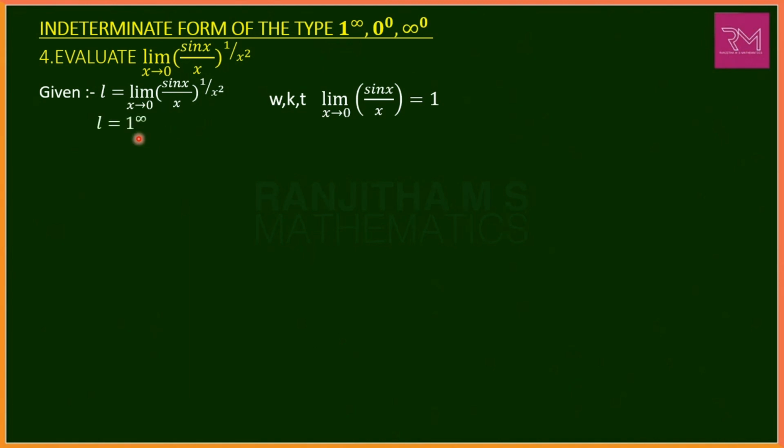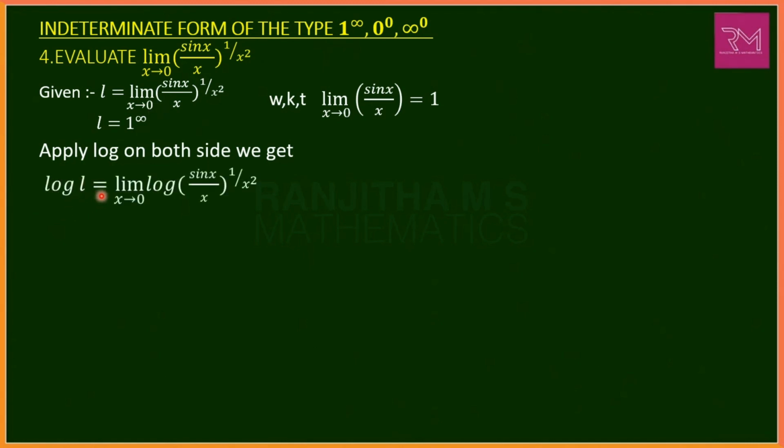That becomes L value as 1 power infinity. You have to substitute the formula over here. Limit of sin x by x as x tends to 0 value is 1, whole power 1 by 0 is infinity. That becomes 1 power infinity. This is of the form 1 power infinity indeterminate form. Hence, we have to convert this 1 power infinity indeterminate form to the form 0 by 0 or infinity by infinity. For that, we have to apply log on both sides of this equation.